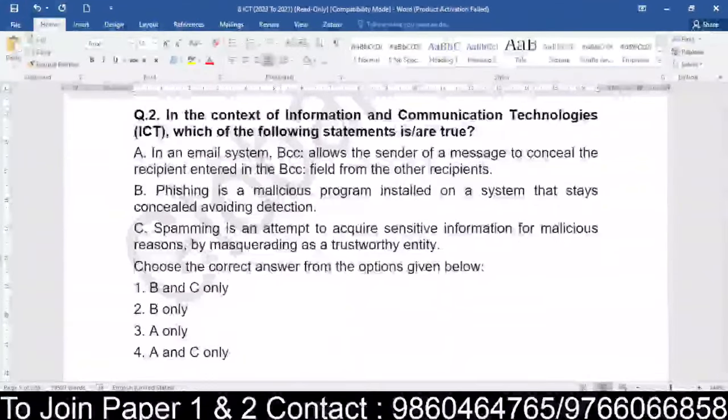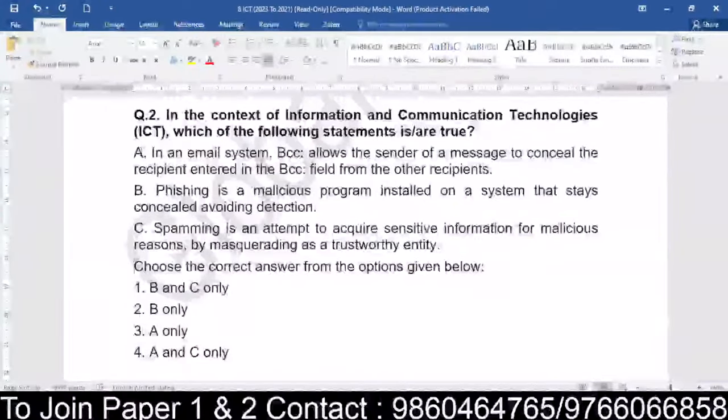Please try to remember. In this context, they have given three different statements, where they are talking about email, phishing and spamming. They have included virus also, and basic computers also. You need to answer which of the statements is true. You need to come to the statement which is true. So when we look at question number 2, let me check.